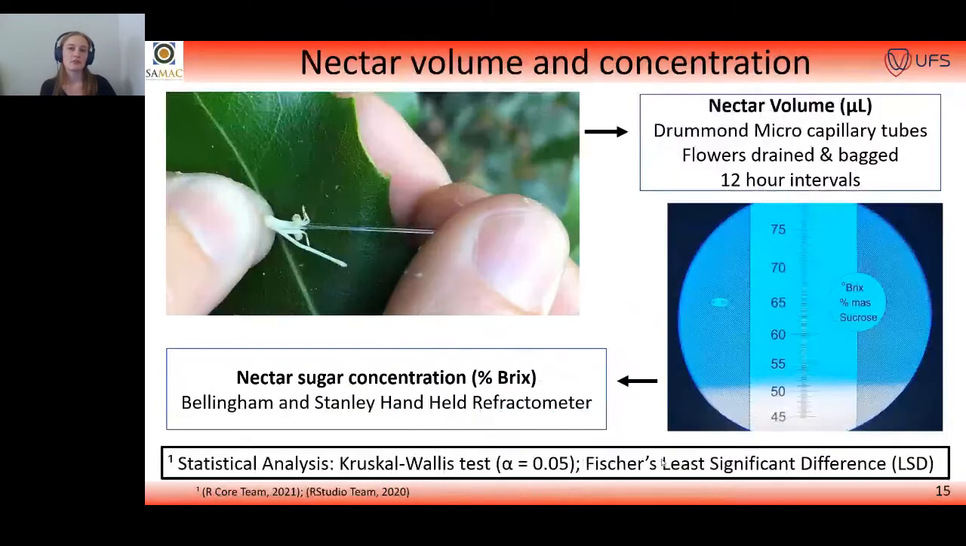To measure nectar volume and concentration, specifically, I used microcapillary tubes. The flowers were first drained and then bagged, and then 12 hours later, I measured the volume produced by each flower. For nectar sugar concentration, I used a handheld refractometer to do those measurements.